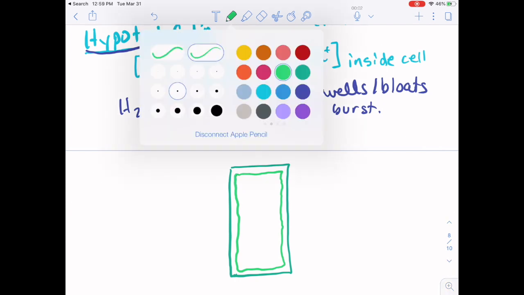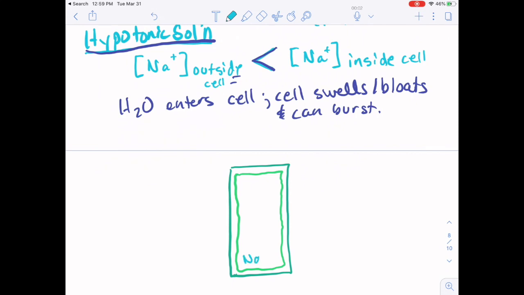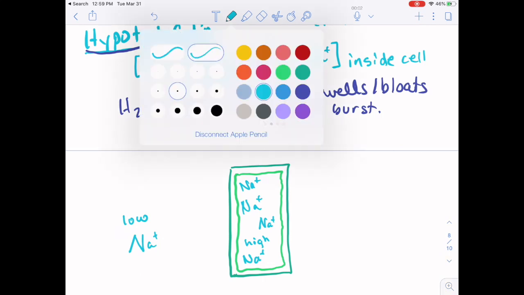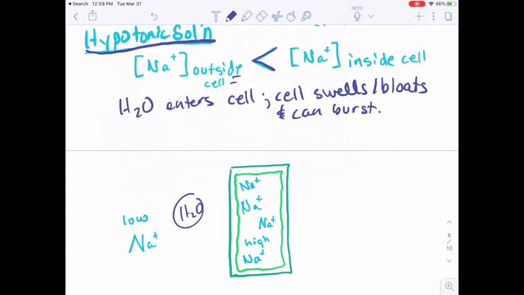Now let's say we have a plant, maybe just one particular species of plant, that has a relatively high sodium concentration inside. And let's say you put it in an environment where there's a lower concentration of sodium outside the cell. So low outside, high inside. Water's not going to exit the cell. Water's going to enter the cell. H2O will enter the cell.